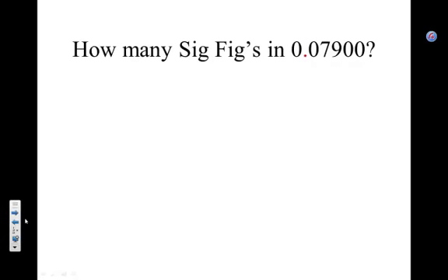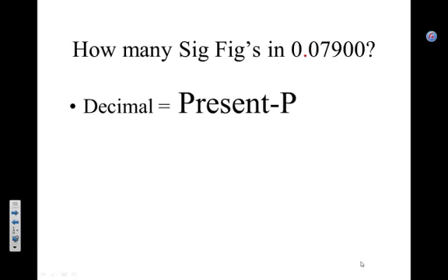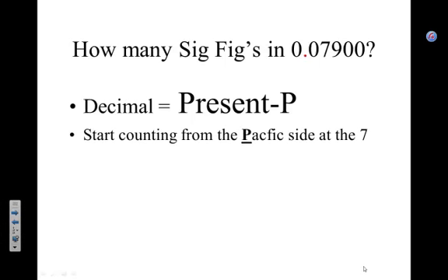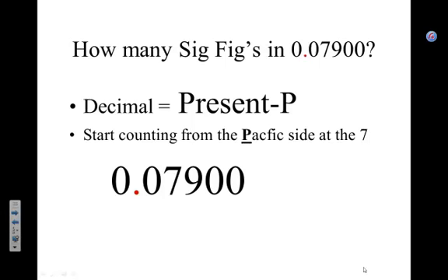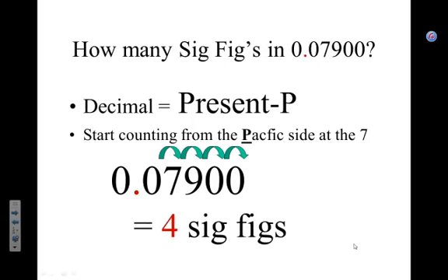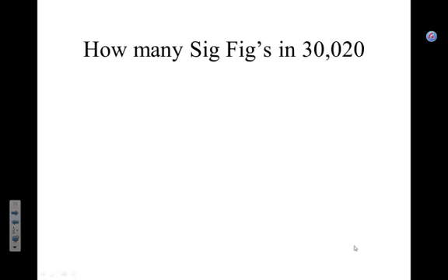So here's a number that's less than 1, 0.07900. And you'll notice obviously in this number we have a decimal present. Because the decimal is present, if you imagine this number as the United States, we'll start counting from over here on the Pacific side at the 7. Once you start counting, you count all the rest, even the zeros. So this number has 4 significant figures.